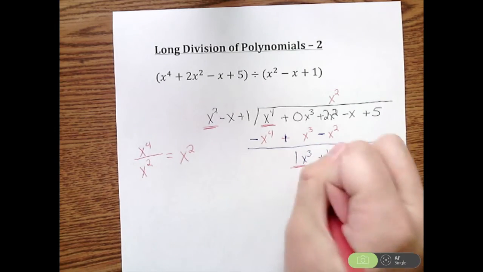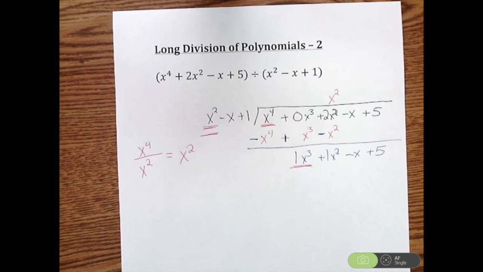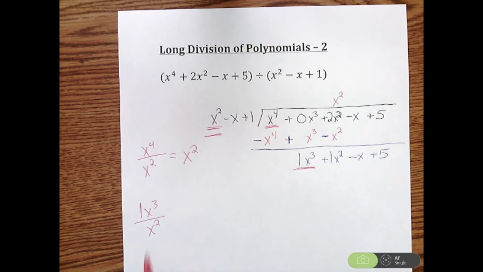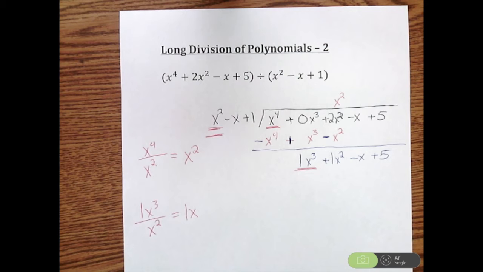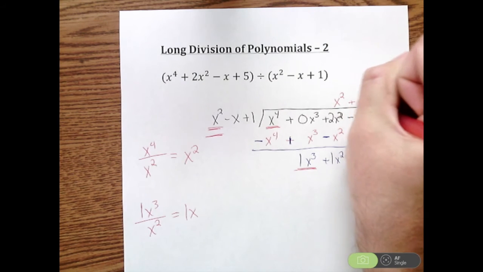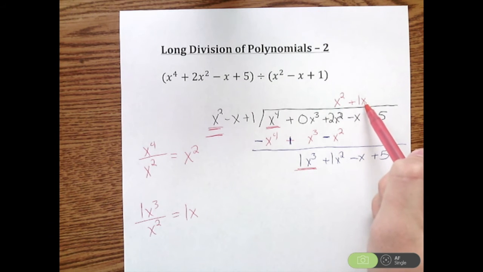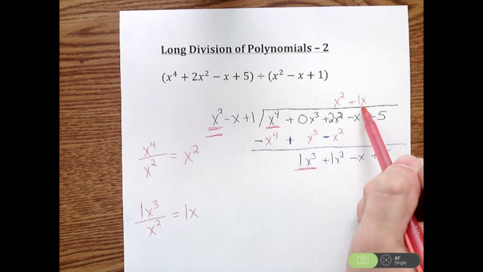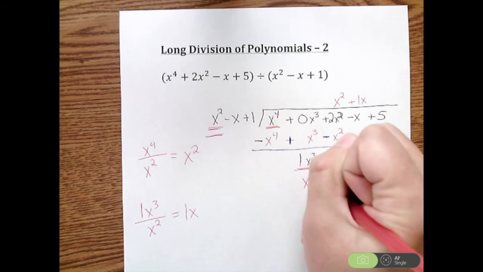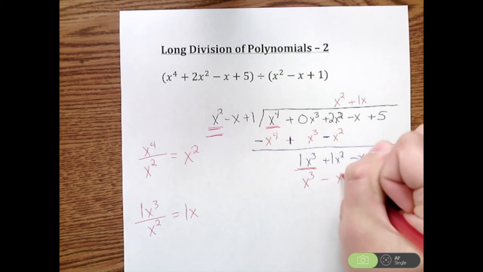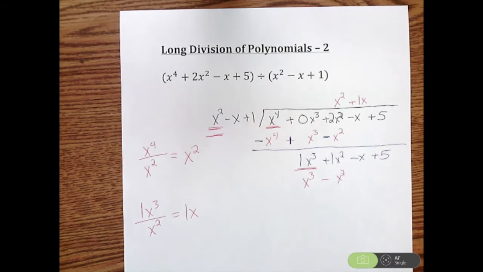So we have 1x cubed. First term, first term. So 1x cubed divided by x squared. Have 3 x's available, take 2 away. You get 1x. So I'm going to have a plus 1x, that's positive. I take just the term I wrote down, so we don't care about the x squared anymore. We're going to take the 1x, distribute it through. So x times x squared is x cubed. X times negative x is a negative x squared. And x times 1 is just a positive x.